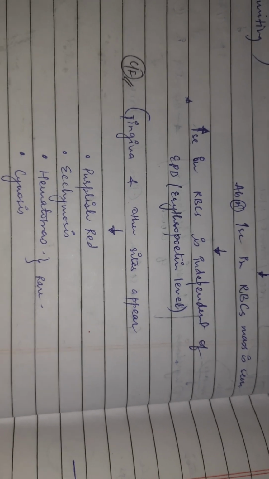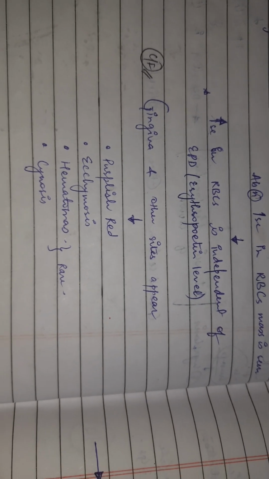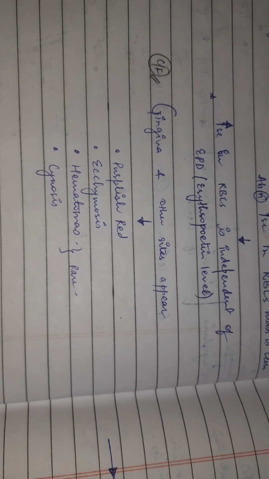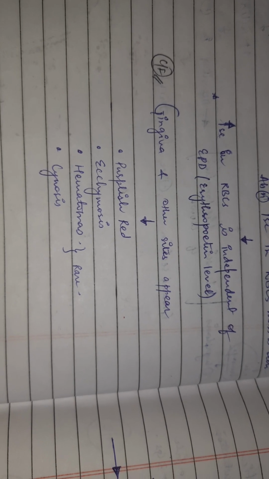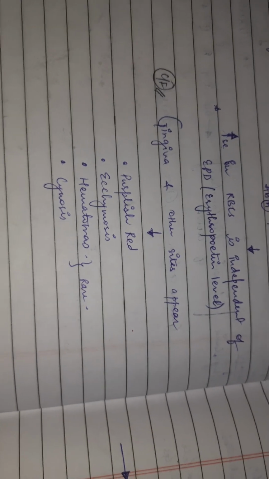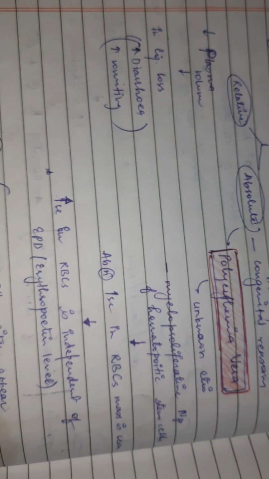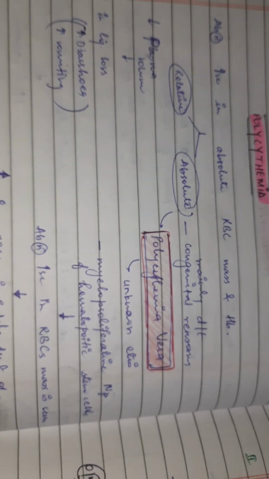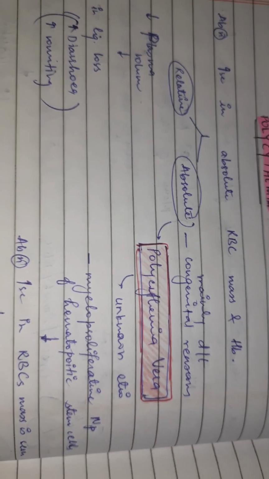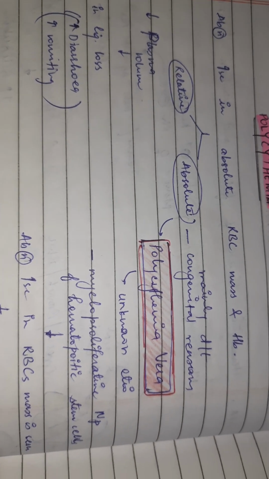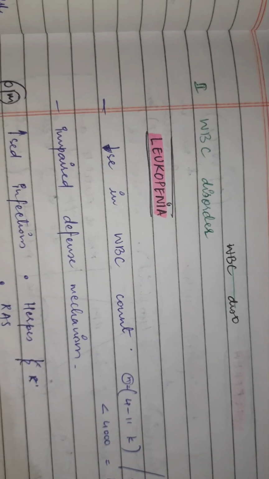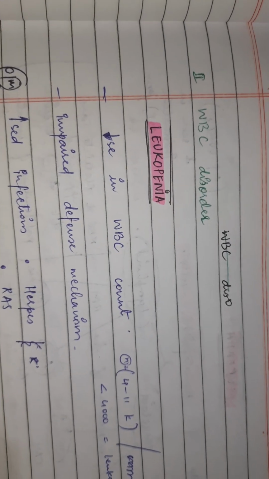Clinical features are that the gingiva and other sites appear purplish red; ecchymosis and hematomas are seen, and cyanosis is also seen but rarely. Okay, this is polycythemia: a relative or absolute, abnormal increase in the RBC mass or hemoglobin. Okay, sorry, absolute. Now let's move forward.